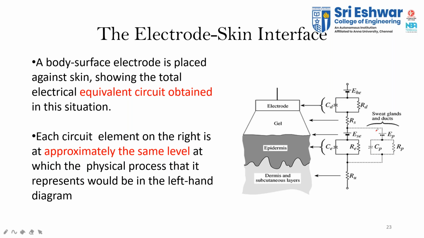This is a symmetric circuit. One is for your epidermis, another is for the sweat glands. And here we have the same circuit which is the equivalent of my electrode. Your gel and dermis and subcutaneous layer act as a resistor. This is the electronic equivalent circuit.